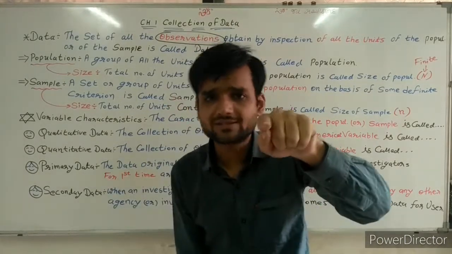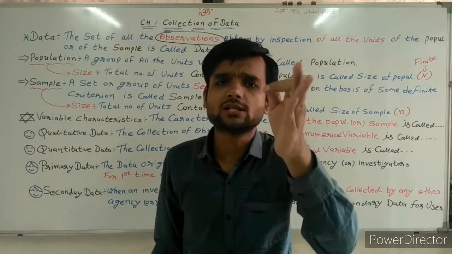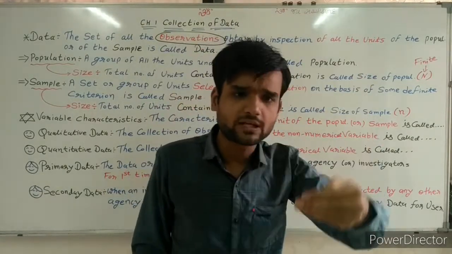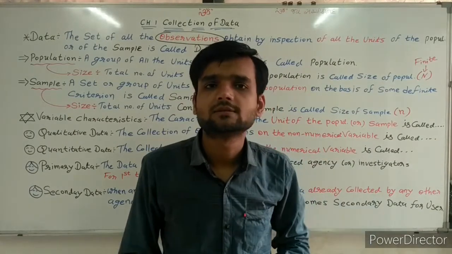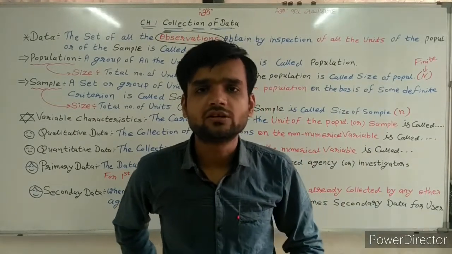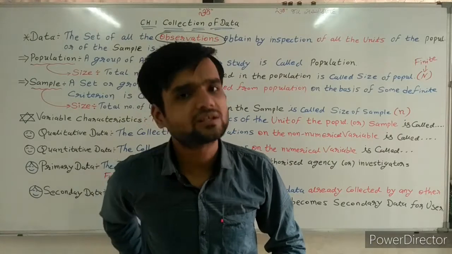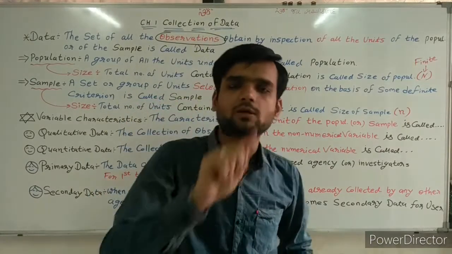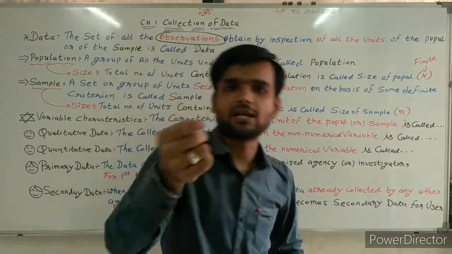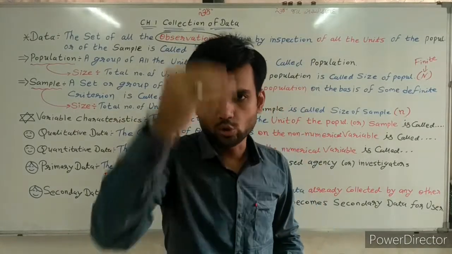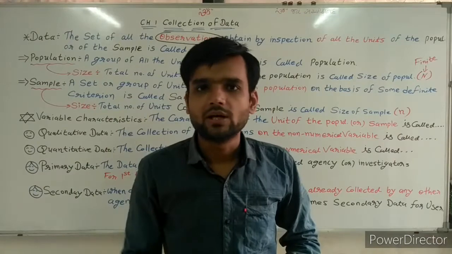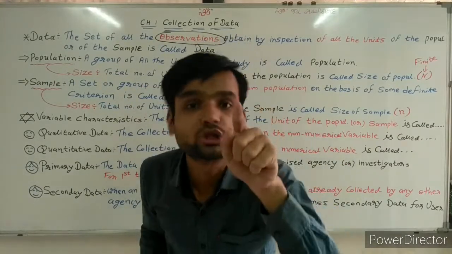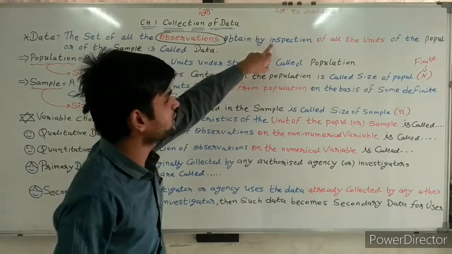See, in your statistics Google class, how many students are there? Make a list of those students and write it by roll number. The first name is given, that is roll number 1. The second name is roll number 2. So roll number 1, 2, 3, 4, write its name. And how many students are there? Collect that data. For that, what do you have to do? You have to inspect.